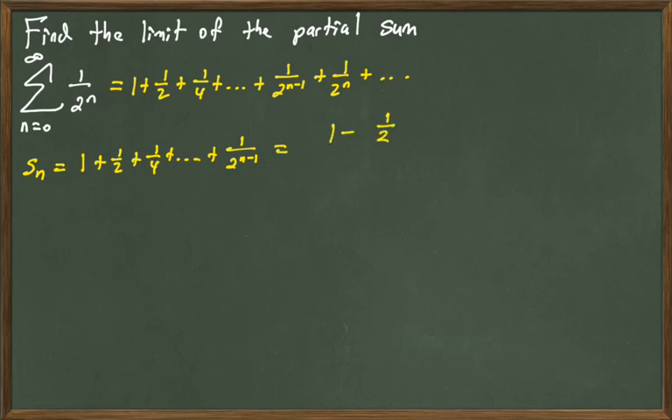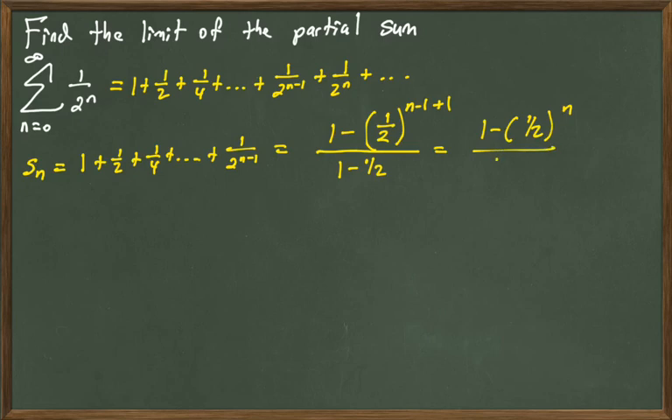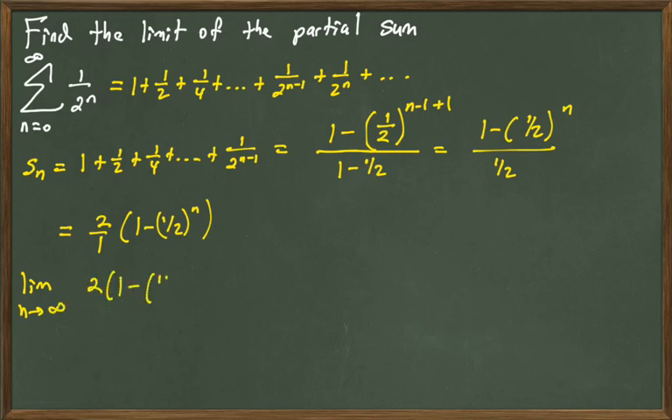So we have 1 minus 1/2 to the n minus 1 plus 1 all over 1 minus 1/2. And that's going to be 1 minus 1/2 to the nth power all over 1/2. So we're dividing by a fraction, so we'll go ahead and take the reciprocal. And so that's what our partial sum is. And now we have something we can take the limit of, so we're going to take the limit of that partial sum. We have a specific formula for that.